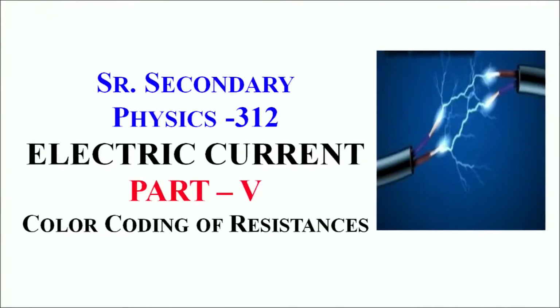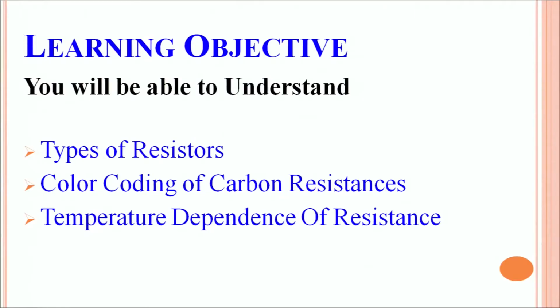In this part 5 on electric current, chapter 17, we will be talking about color coding of resistances. The learning objective in this part is to understand how many types of resistors there are, how to read the color coding of carbon resistances, and how temperature causes a change in the value of resistance.